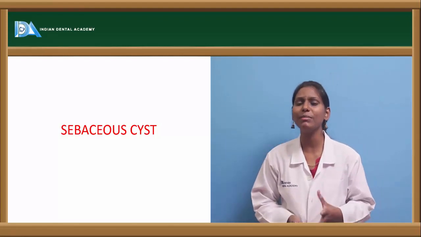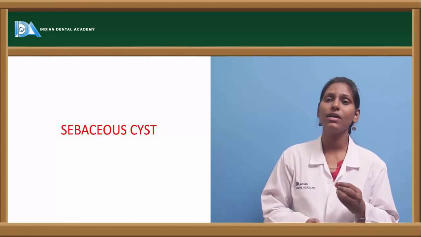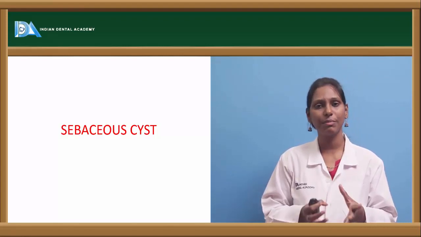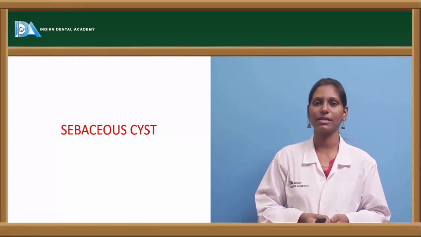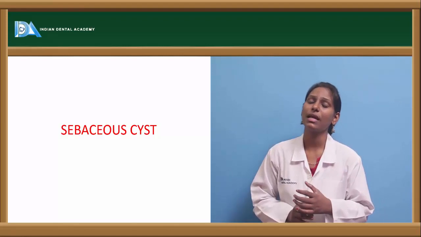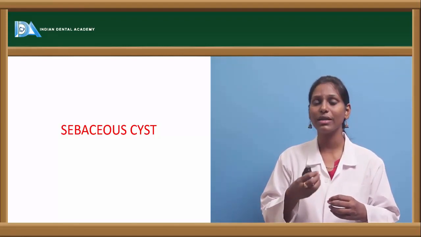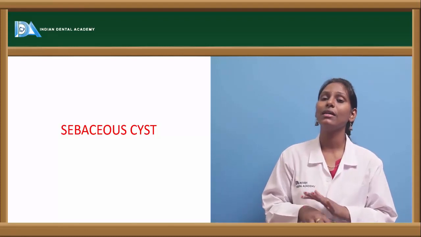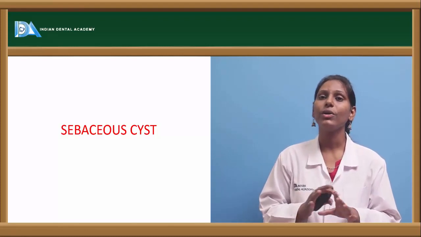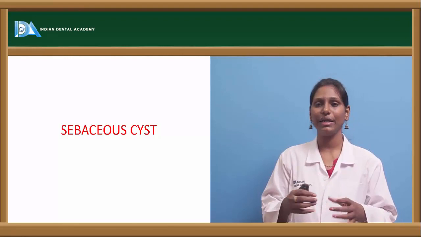Now let us talk about sebaceous cyst. As the name itself indicates, sebaceous cyst is a cyst which is related to sebum-producing glands, the sebaceous glands. Normally the sebaceous glands secrete something called sebum, which will keep the skin supple, moist, and prevents it from drying off.